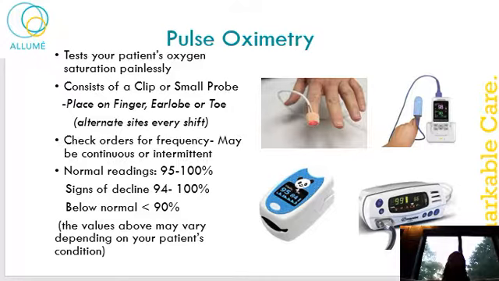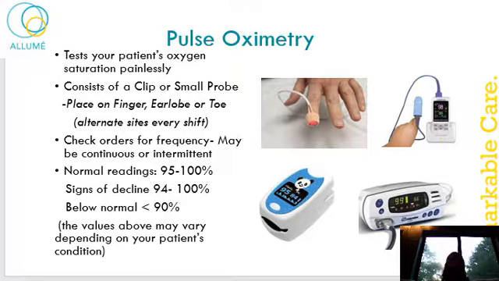It consists of a clip or a small probe that you place on a finger, earlobe, or toe. And it's really important that the sites get alternated every shift, especially with any patient that has continuous pulse oximetry. We don't want to have any breakdown of their skin. You need to check the orders for frequency because, like I said, it might be continuous, or you might have a patient that's only checked intermittently.